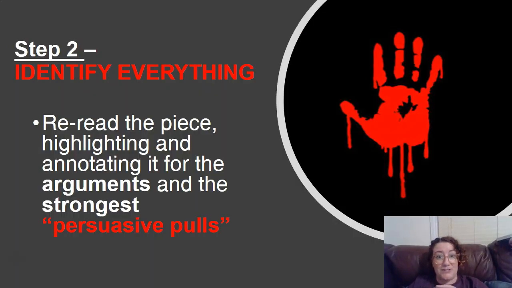Then, once you've read it through and you're happy that you understand what it's about, identify everything. So you reread the piece, highlighting and annotating it. And annotating means writing on it. In your second read, you want to annotate what the contention is, what the arguments are, and any strongest persuasive pulls. Remember, you don't have to write about every single persuasive pull that you find. You just have to write about the ones that are strongest.